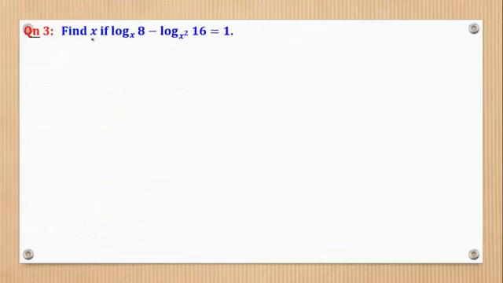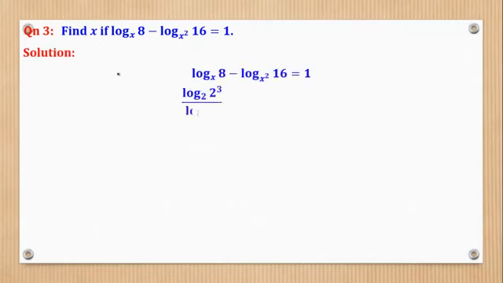Question 3, find x if this is equal to this. Now here, the bases are different. So how do you deal with that? The first thing to do is to change everything into one base. So let me change everything to base 2. And I'm doing that because when I prime factorize this, the base will be 2. So change this to base 2.